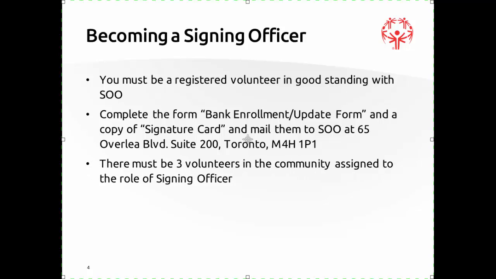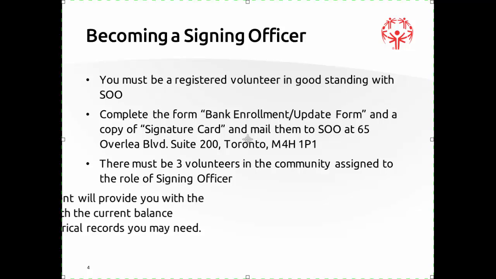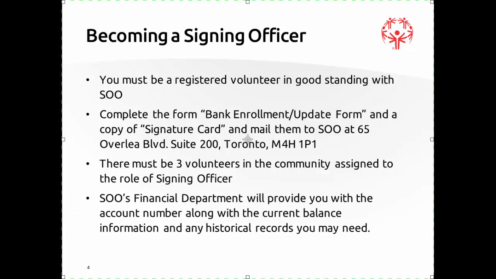There must be 3 volunteers in the community assigned to the role of signing officer. Signing officers should not be related. All signing officers must sign the signature card each time a new officer is assigned. SOO's financial department will provide you with the account number of the community account, along with the current balance information and any historical records you may need.